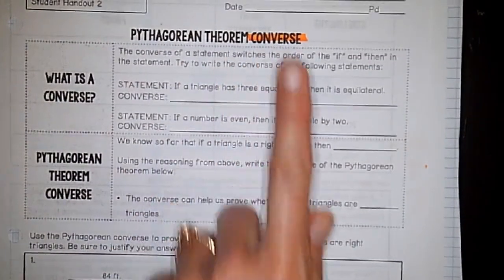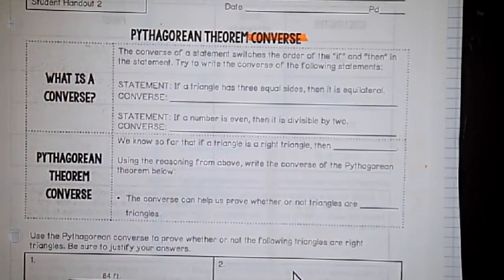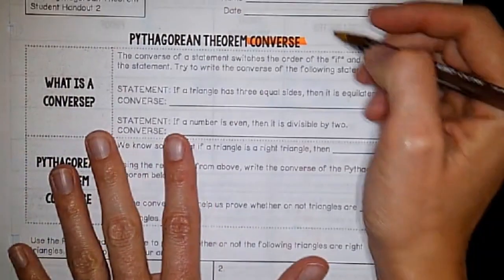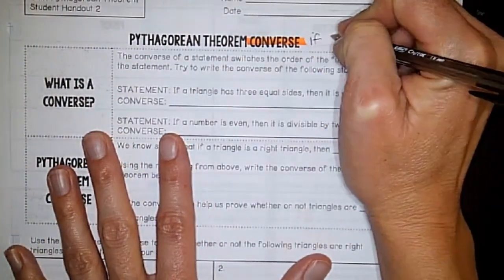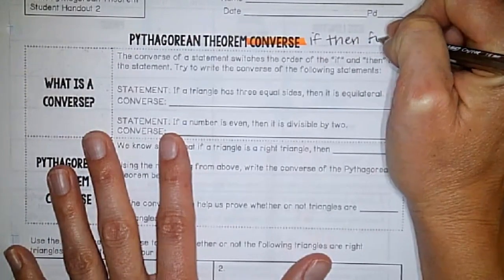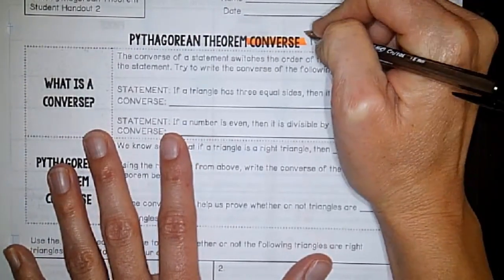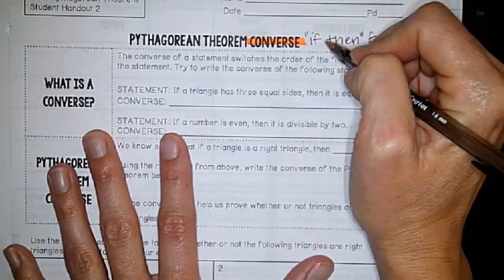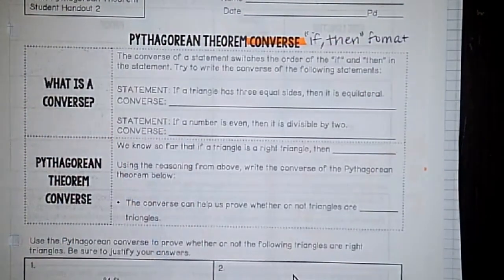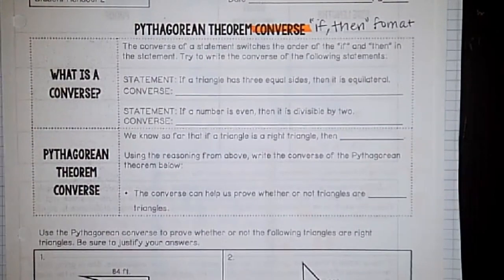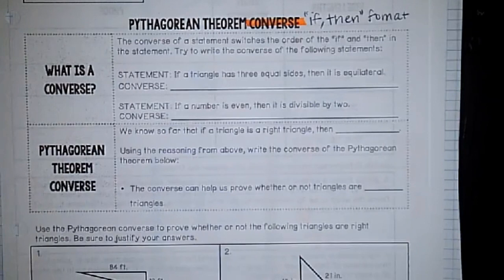What you got, Madison? A converse is a theorem in verse when a theorem is written in the if-then format. Okay, so it means that it's being written in the if-then format. Fun story, if you would have read the next line, what does it say? If-then format. Okay, the converse of a statement switches the order of the if and then in the statement.